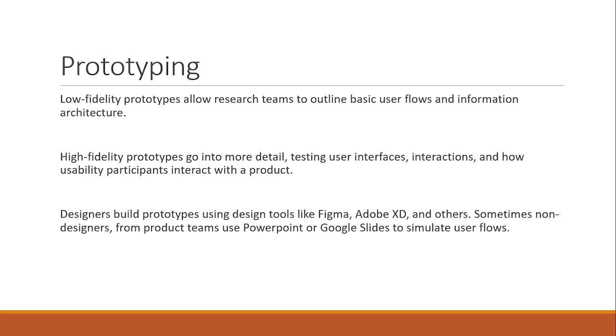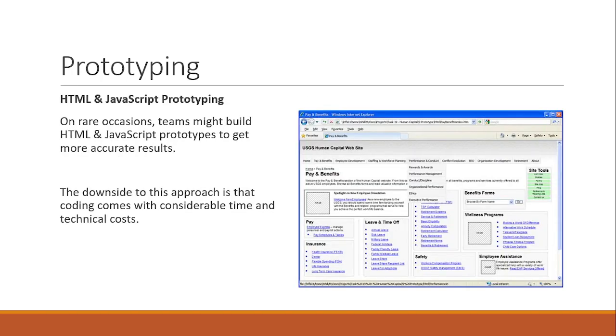High-fidelity prototypes go into more detail, testing user interfaces, interactions, and how usability participants interact with the product. So that is the difference between low fidelity and high fidelity, just to revisit. And then last, we have another type of prototyping. This one is done using HTML and JavaScript prototyping. This is only for rare occasions.